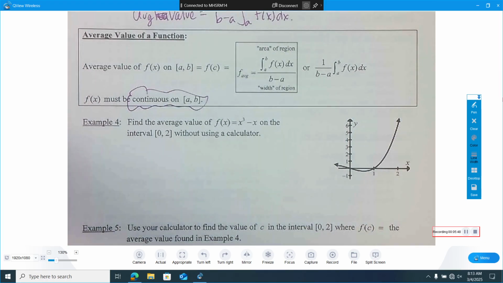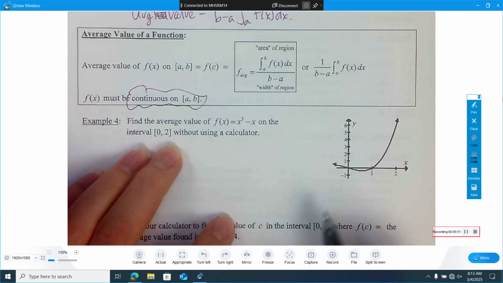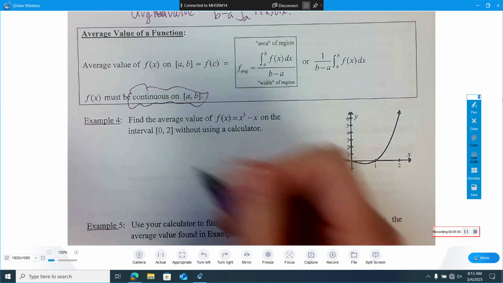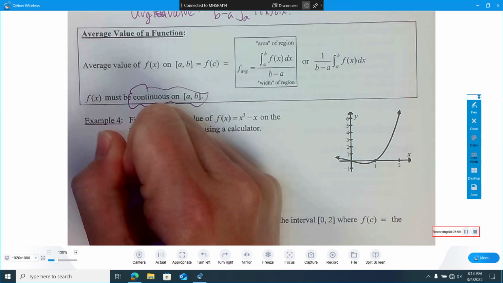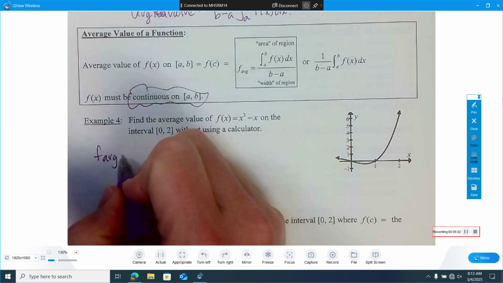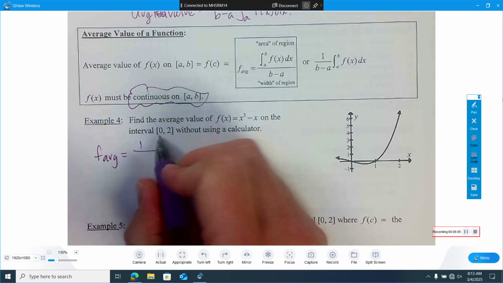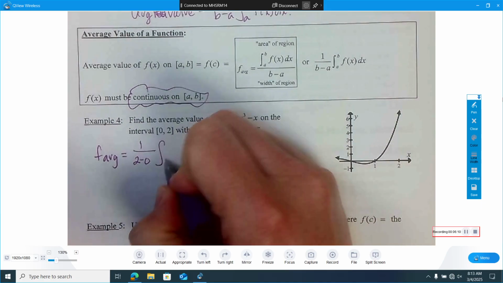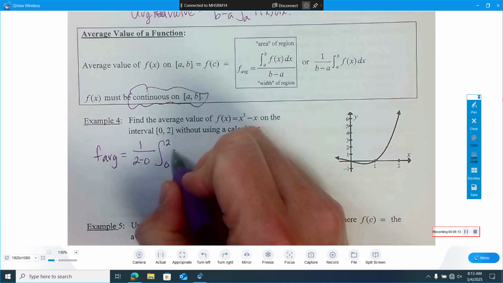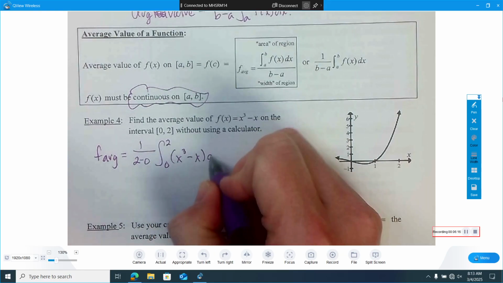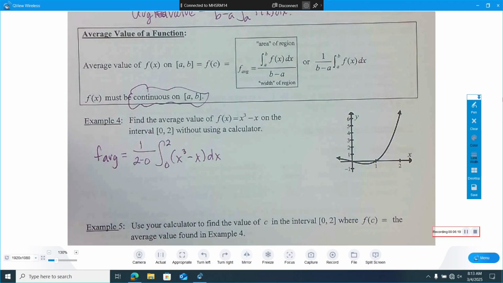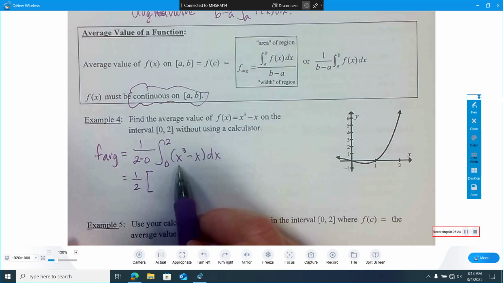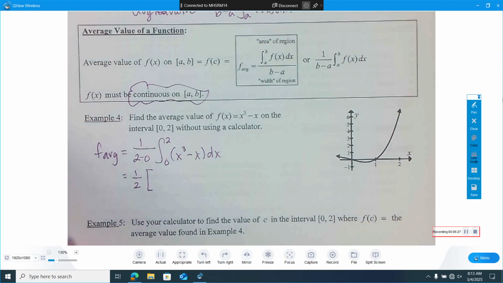So example 4, find the average value of f of x equals x cubed minus x on the interval from 0 to 2 without using a calculator. Well, if I want the average value, I'm going to call it f average. And f average is just 1 over b minus a. Well, that's our interval, so 2 minus 0, times the integral from 0 to 2 of our function, x cubed minus x dx. 1 over 2 minus 0 is just 1 over 2. And I do know how to integrate this. What is the antiderivative of x cubed?